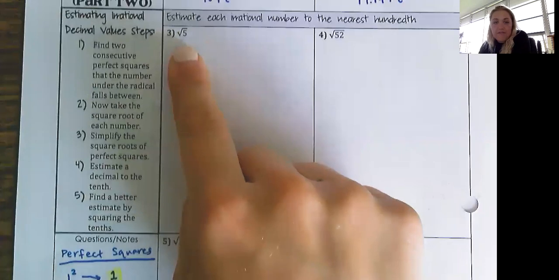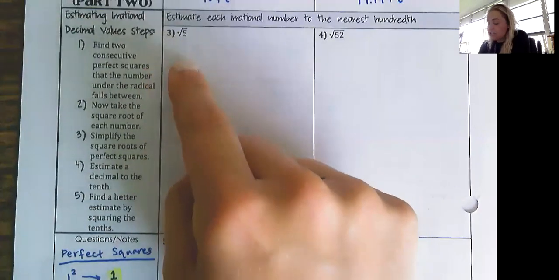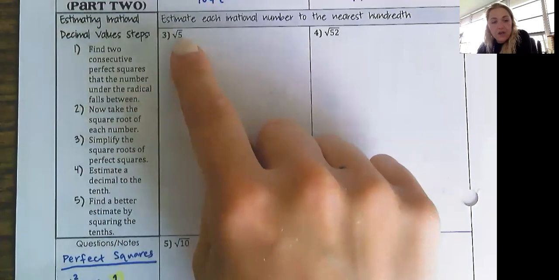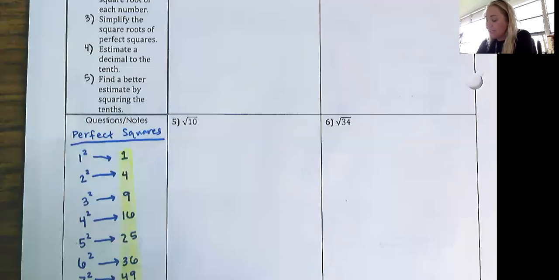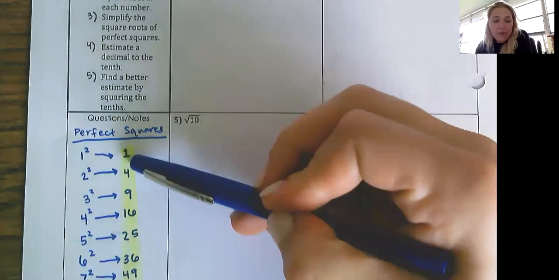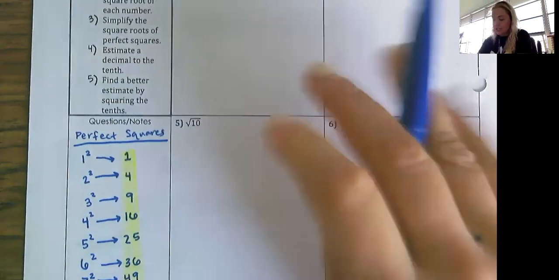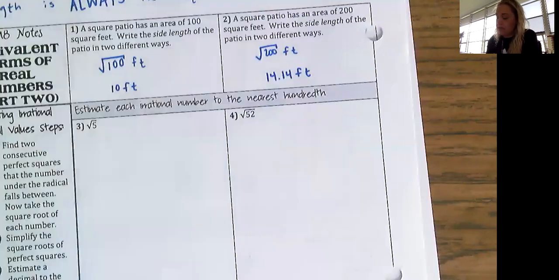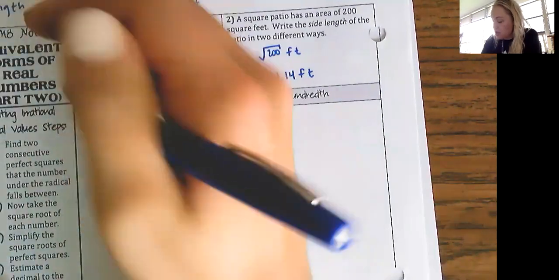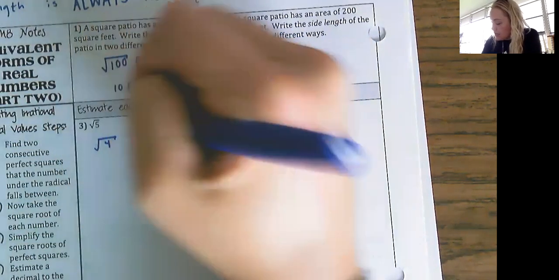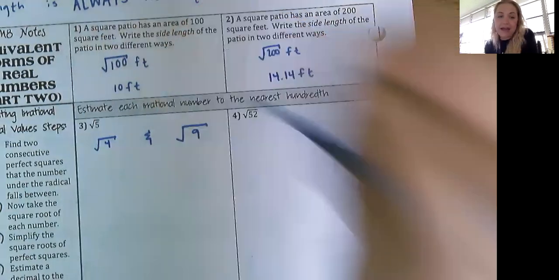Okay, so let's go back to number 3 here. The square root of 5 is an irrational number. But if I look at that number under the radical, it's a 5. What two consecutive perfect squares does 5 fall between? So look at this list. Is 5 between 1 and 4? No, but 5 is between 4 and 9. So I know the square root of 5 is going to fall between the square root of 4 and the square root of 9.